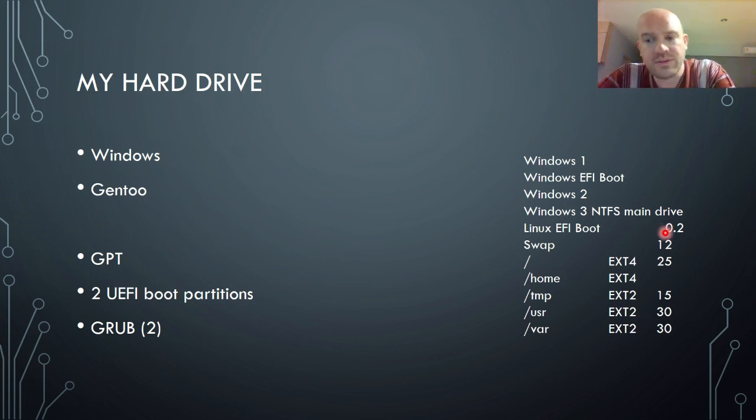I'm not decided about the sizes here yet, but my idea is I'm going to have the swap at 12 gig and the root as ext4, and I want the home on a different partition, simply because I'm going to keep all my files if I decide to just start over with a new installation of Gentoo or something.